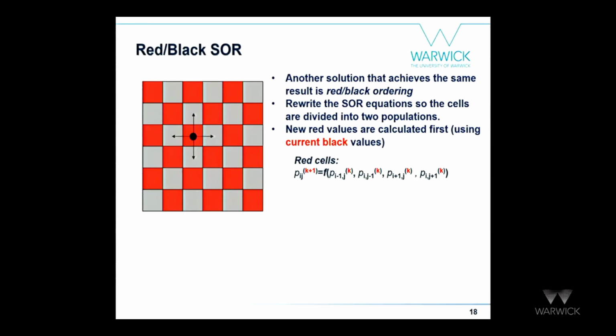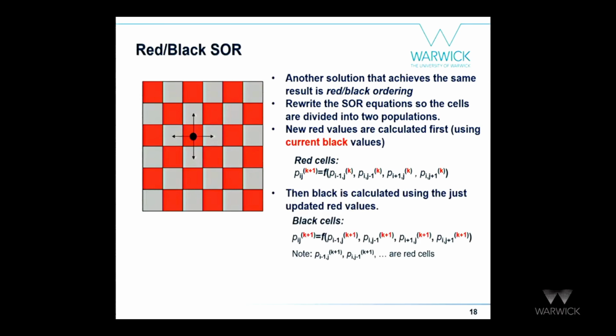The new solutions of red cells now only depend on the current solution of the 4 neighboring cells, which are black cells, because we already know the current solution of the cells. So it means that we can calculate the new solutions of all red cells in parallel, because all the inputs are known already. After we calculate the new solutions of the red cells, we go on to calculate the new solution of the black cells. The new solution of the black cells depends on the new solution of the red cells, but we already calculated that in the first step. So now we can calculate all black cells in parallel.